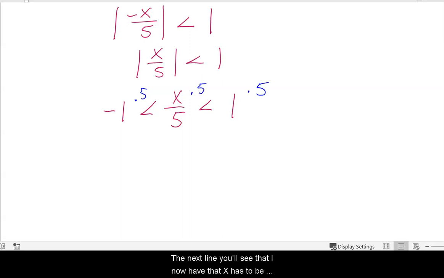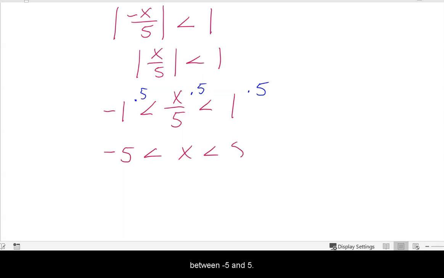In the next line, you'll see that I now have that x has to be between -5 and 5. If it's between -5 and 5, it will converge. This gives me the first indications of what my interval of convergence is going to be. My interval of convergence will be between -5 and 5. However, I don't yet know whether to include -5 or 5. To find that out, we have to test the endpoints -5 and 5.